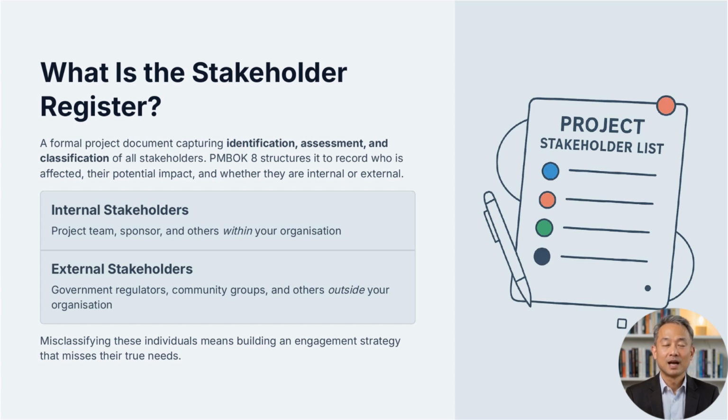Internal stakeholders operate within your organization, like your project team or the sponsor who funds your work. External stakeholders exist outside the organization, such as government regulatory bodies or local community groups. My early tech rollouts taught me that misclassifying these individuals means building an engagement strategy that misses their true needs.